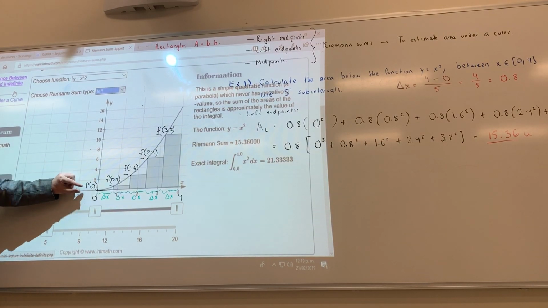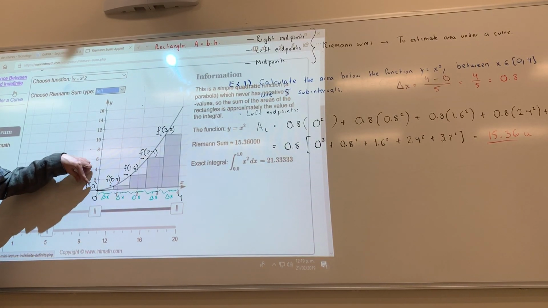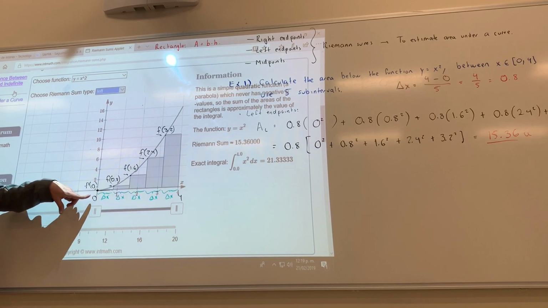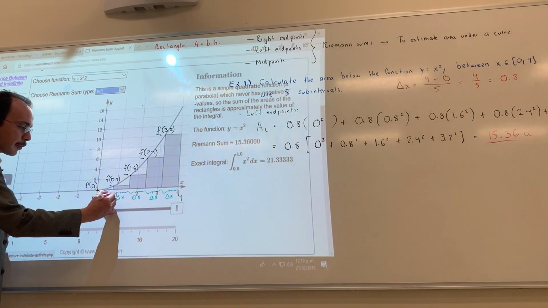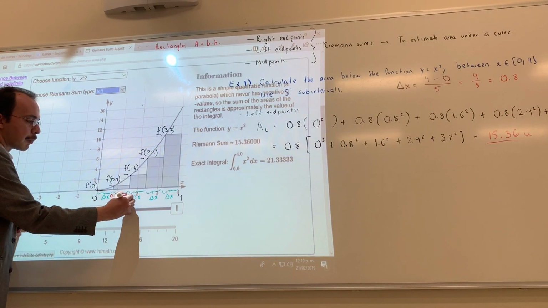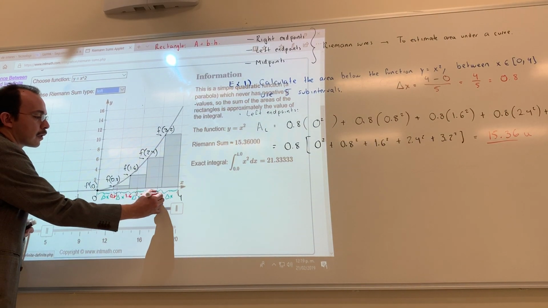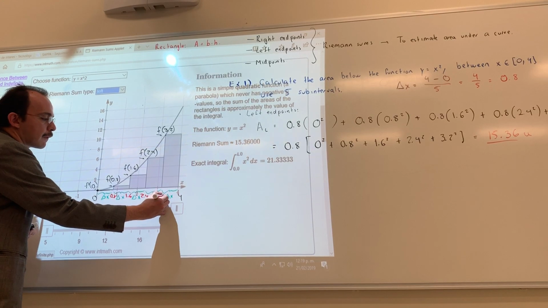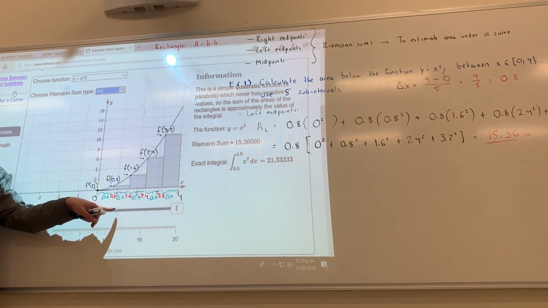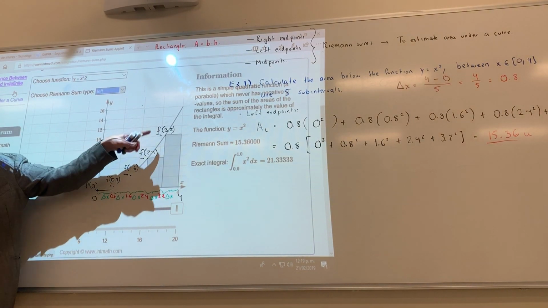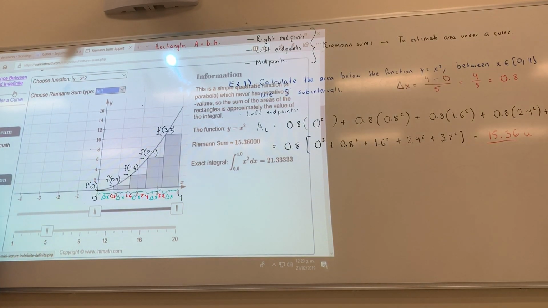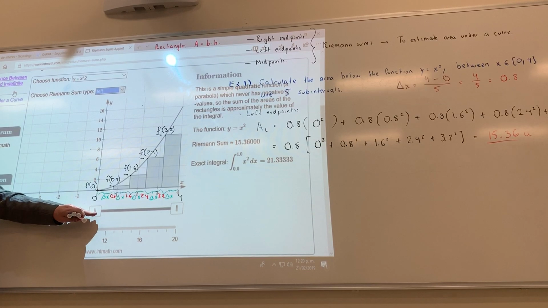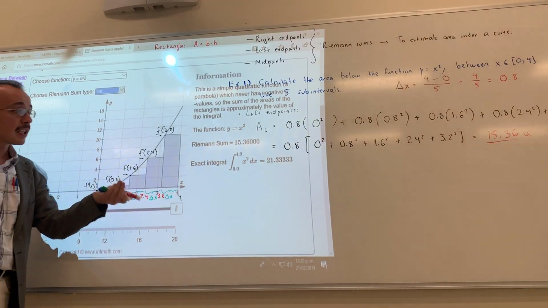The height? By evaluating the value. This is 0. This is 0.8, so the next one is 0.8. This one is 1.6. This one is 2.4. This one is 3.2. This one is 4. So to get the height of this rectangle, you need to evaluate this value in my function. Okay? That's for the left endpoints.